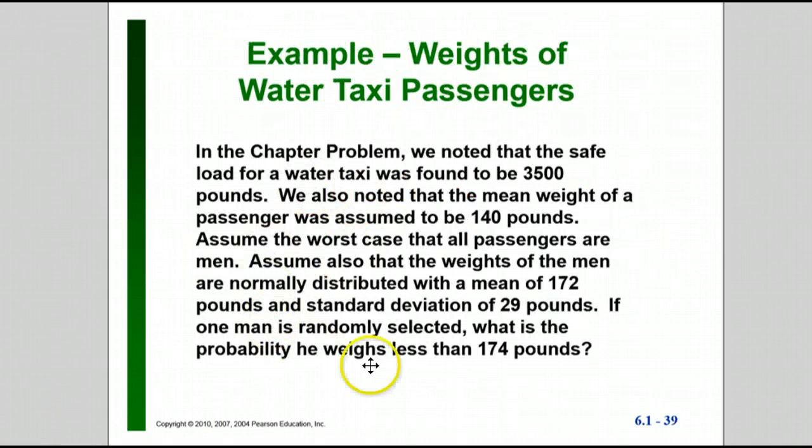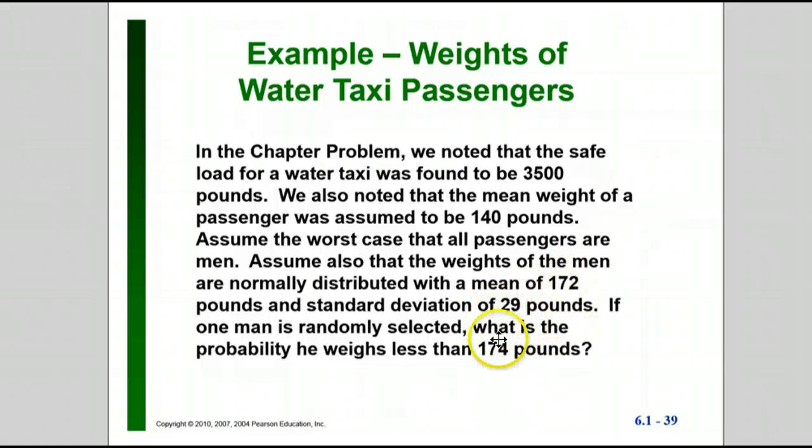So here's a typical normal distribution problem. Now there's a lot of fluff to this problem. Actually, the meat of it comes right here at the end. The weights of men are normally distributed with a mean of 172 pounds, standard deviation 29. If one man is randomly selected, what's the probability he weighs less than 174 pounds, given this is the mean and this is the standard deviation?